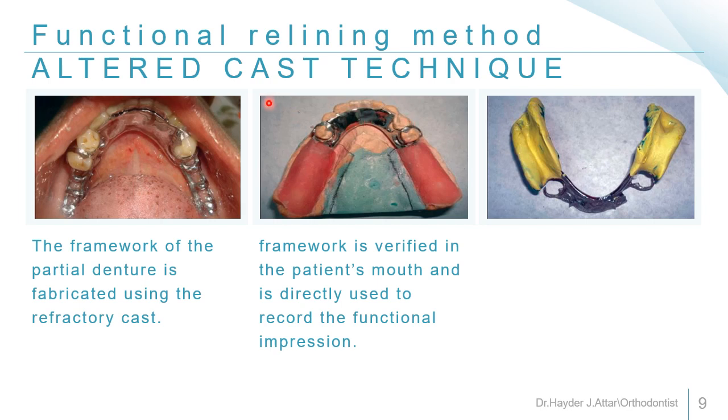In the altered cast technique, first of all, make a refractory cast. The refractory cast is the second cast, duplicated from the master cast of the removable partial denture. The refractory cast is used for making the framework, or the metal framework, of the cobalt chromium removable partial denture.